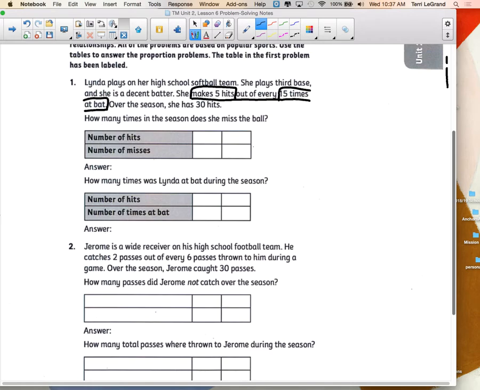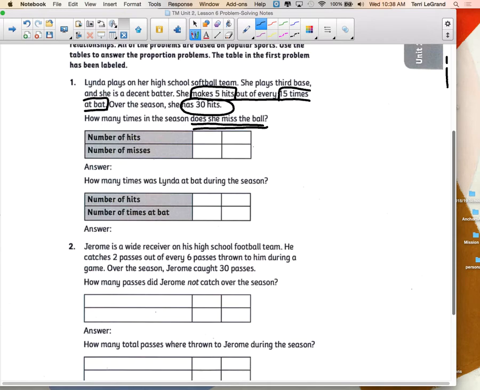Okay, so would you engage and do this with me, please, my daydreamers? Those are 2 important pieces of information. Over the season, she has 30 hits. Let's circle that. Okay, the question is, how many times in the season does she miss the ball? That's a really important piece right there, too. Let's double underline that. How many times does she miss the ball? That's what they want to know.